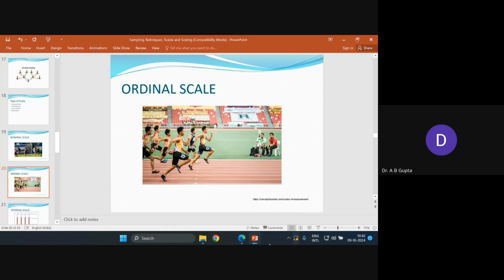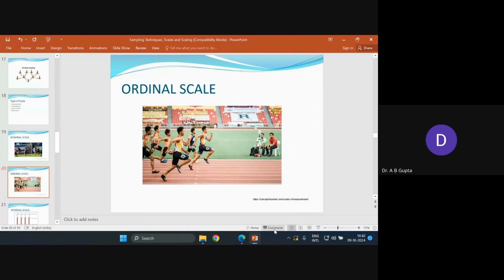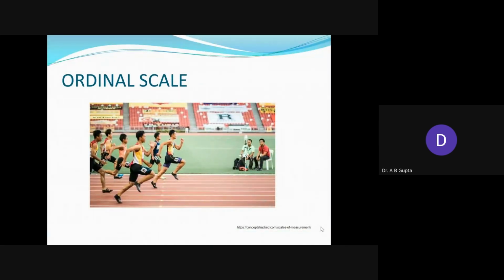Is it okay? Is it clear? Yes, sir. So in ordinal, we are only categorizing as well as ranking, but the interval is not equal. So that is the ordinal scale.